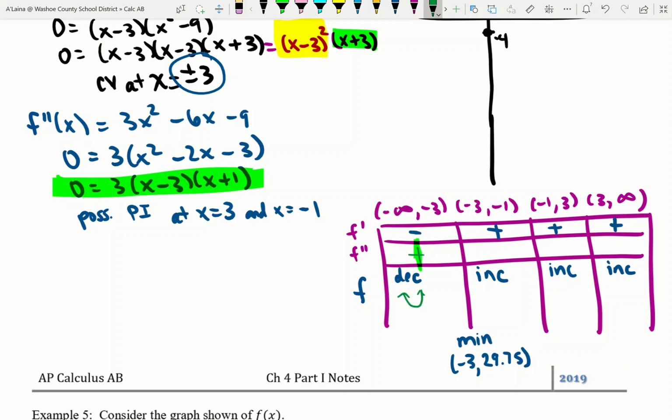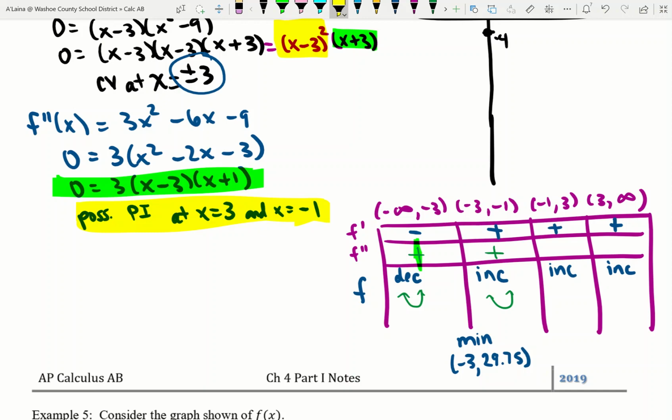If I pick something in between negative 3 and negative 1, such as negative 2, I will get a positive times a negative, which is a positive. We did not see a sign change for the second derivative at negative 3. We shouldn't have. It was not one of our possible points of inflection. The second derivative would only change signs potentially at 3 and negative 1.